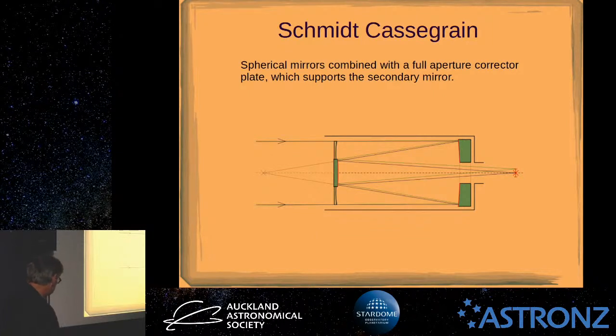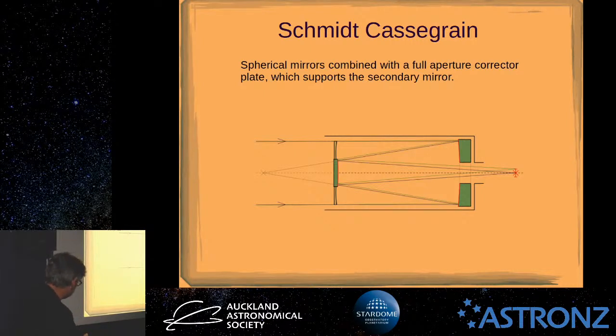So this is a Schmidt-Cassegrain. It's still the same basic Cassegrain idea. We have a primary and a secondary mirror that focuses the light through a hole in the primary mirror. But the difference with this one is that you see this thing here, that is actually an optical glass plate.